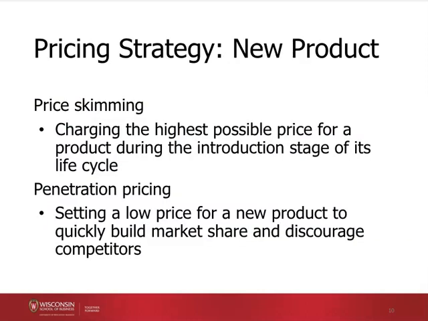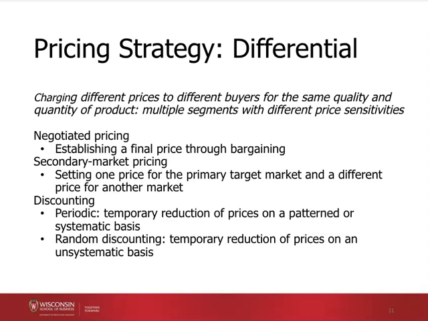So new product pricing strategy is pretty straightforward. Either we're using a strategy like skimming, where we're trying to charge the highest possible price during an introduction stage because people are excited about it. You might imagine, for example, the new iPhone release. Or what's called penetration pricing, where we're setting a low price in order to quickly build market share. Differential pricing strategy is quite different. It's where we are charging different prices to different buyers based on segment characteristics. This might be something we can accomplish through negotiation, or there might be multiple markets that people are purchasing through, or we can use some kind of discounting method, anything from coupons or even random discounting systems in order to try to encourage people to shop more often.